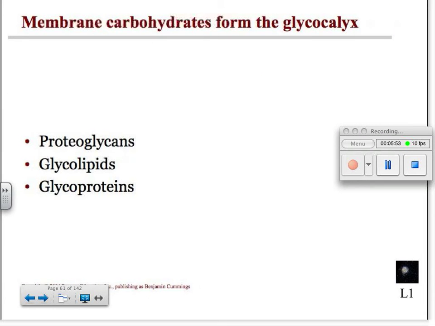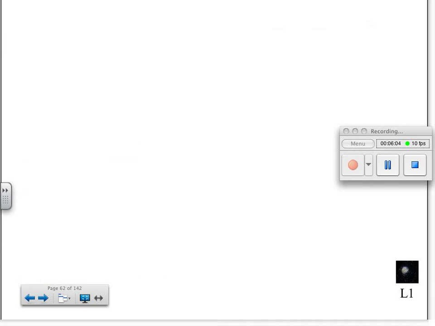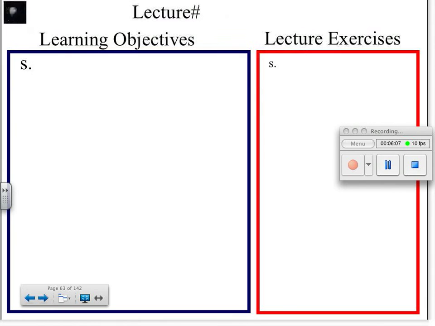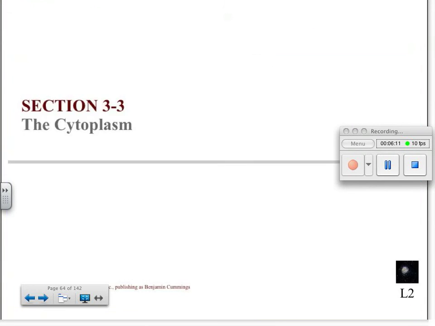So let's talk a little bit more about membrane carbohydrates. Membrane carbohydrates form the glycocalyx. Wait, is that the wrong side? I'm going to find out what that means later and tell you. Let's move on. The cytoplasm.